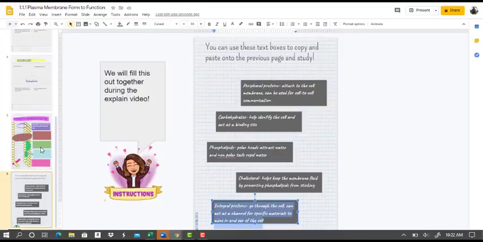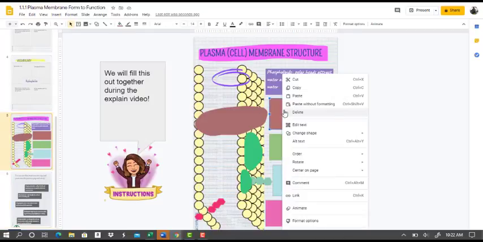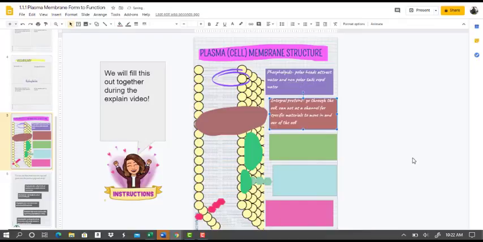And if we go down, we can put that in the box up here. So it can act as a channel for materials to move in and out of the cell, right? We know that the plasma membrane is selectively permeable, lets certain things in, but not others. So those two, phospholipids and integral proteins, help the plasma membrane perform that function.